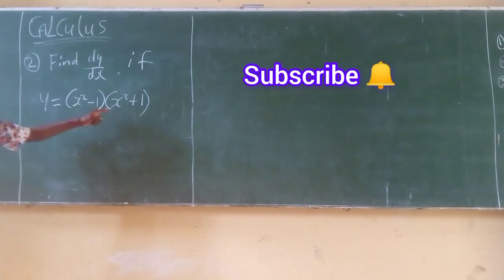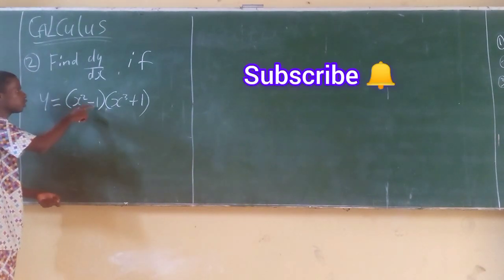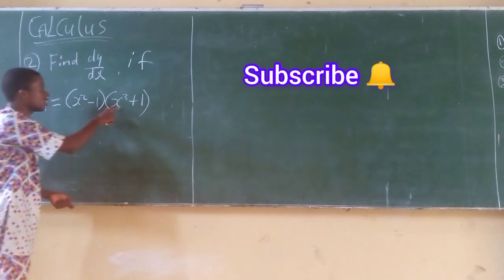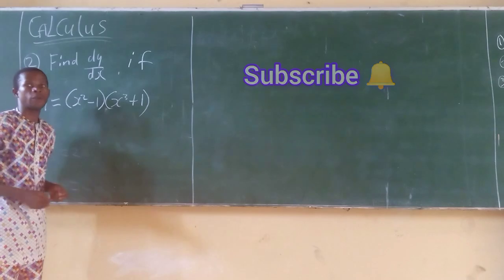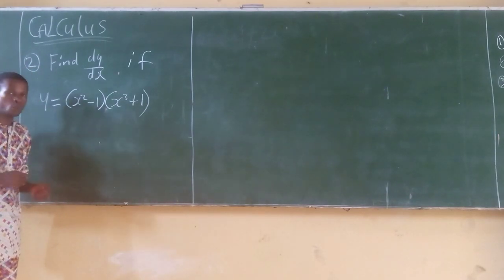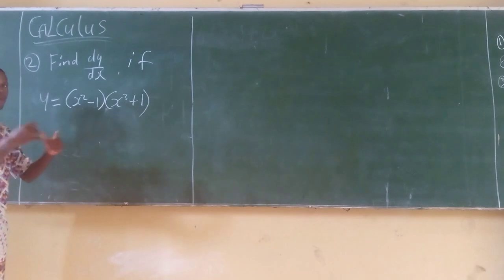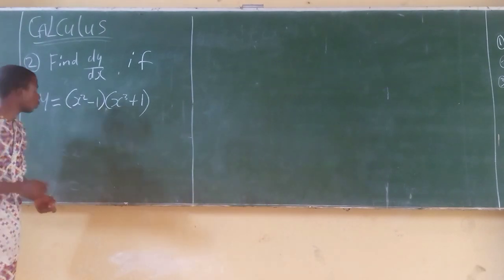Before we're able to find our derivative, we need to take note of this. This is a function. x squared minus 1 is a function on this one, and x cubed plus 1 is a function on this one also. So they multiply themselves, and because of this we use the product rule. When two functions multiply themselves, we apply what they call the product rule.